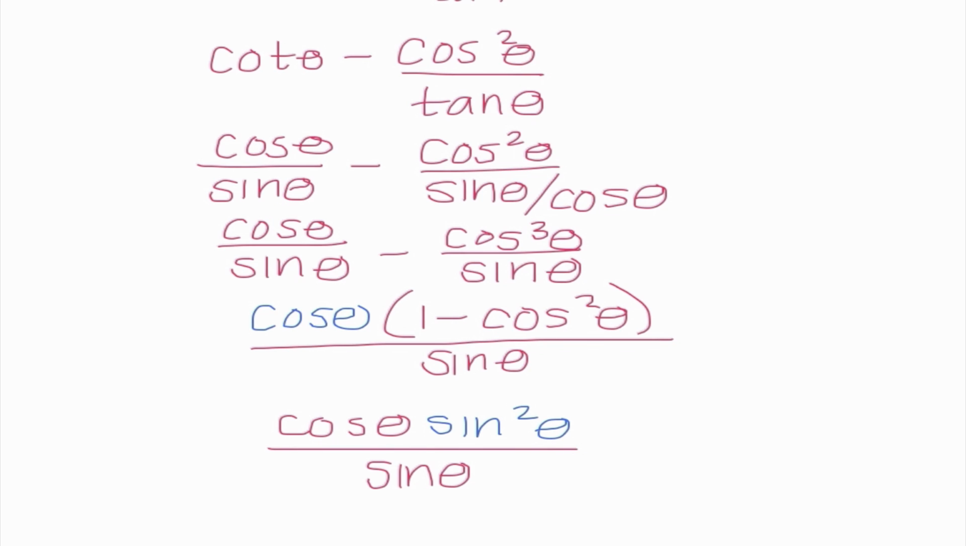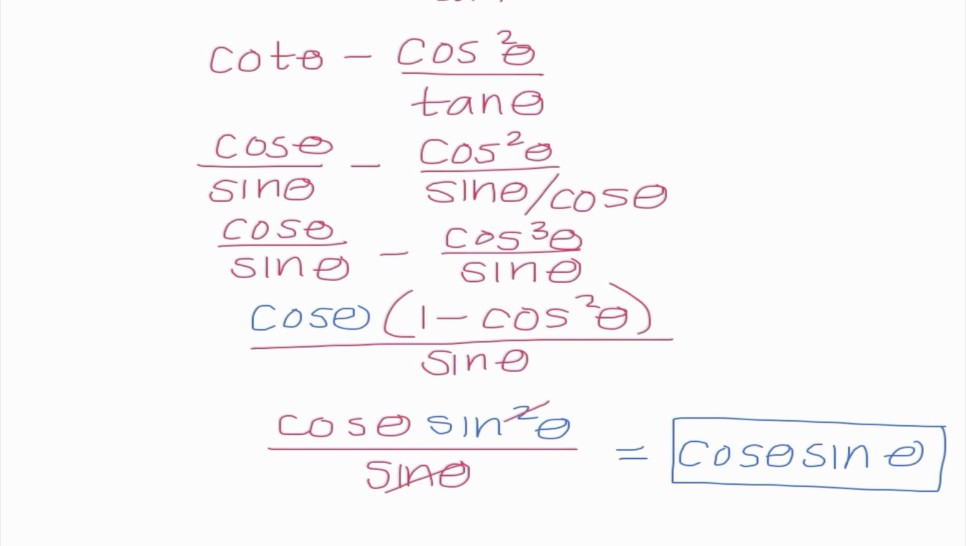Now when I simplify this, I know the sine and the sine squared can cancel out. The reason I can do that in this case is because this is a monomial, and I don't have addition. So our final answer would be cosine theta sine theta, which is exactly the same as we got using the much shorter way I did earlier.